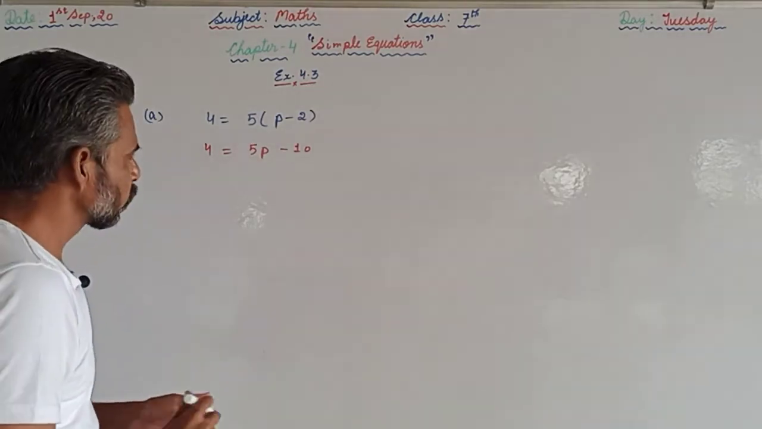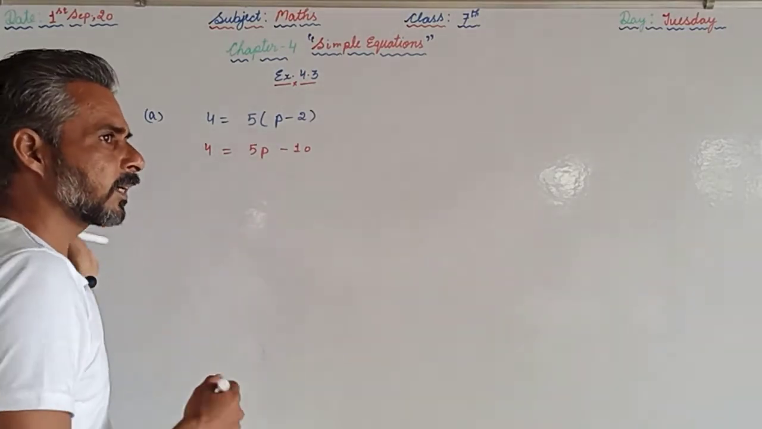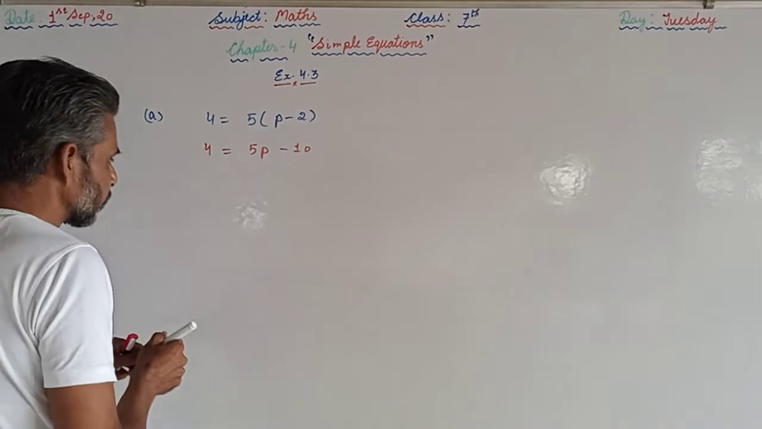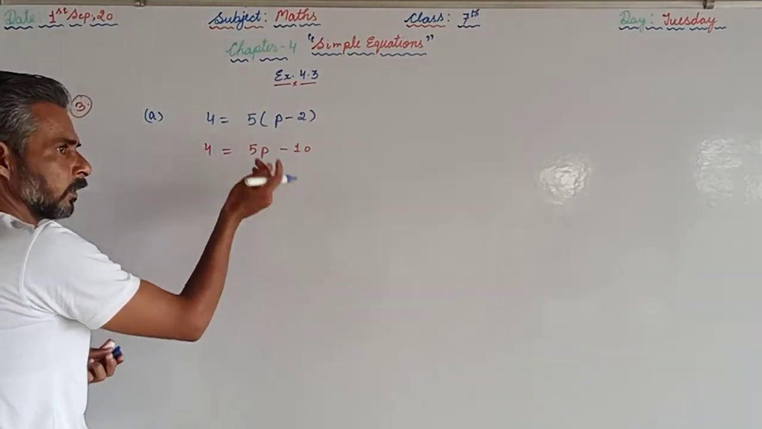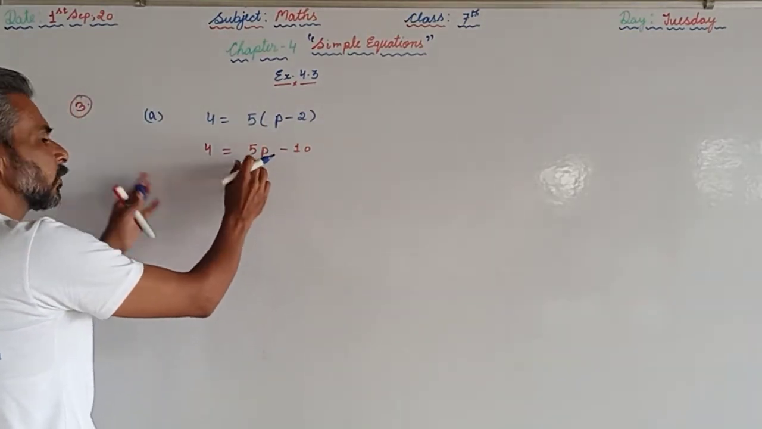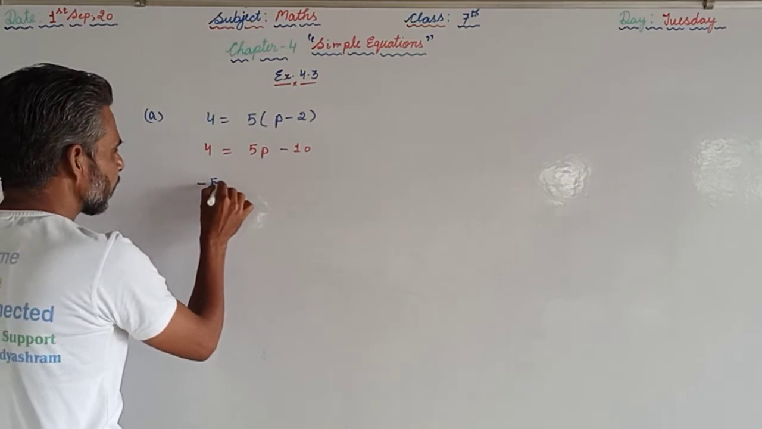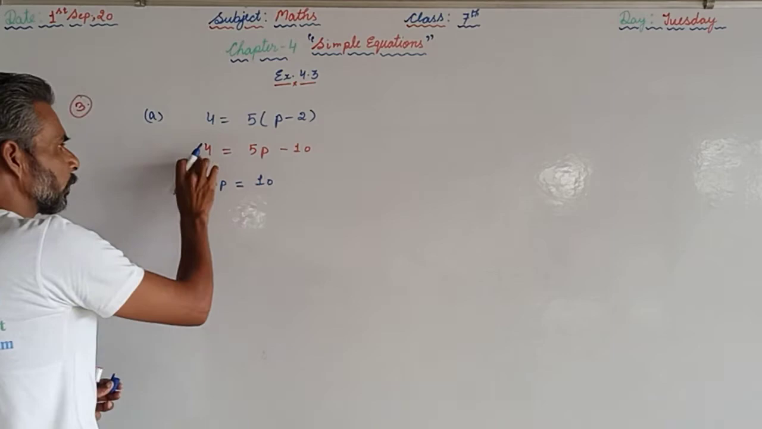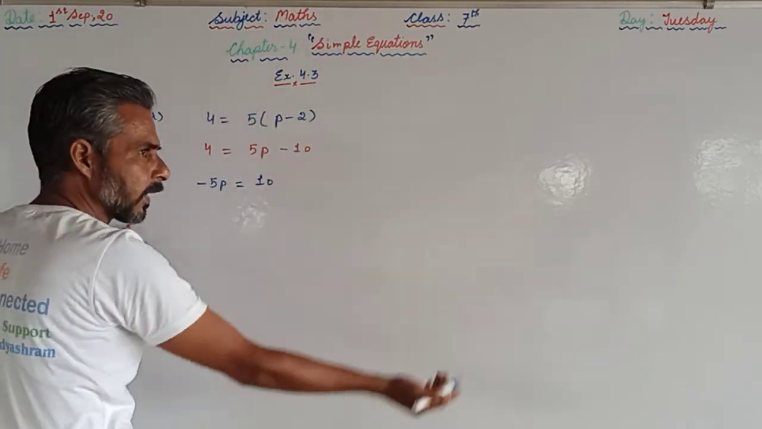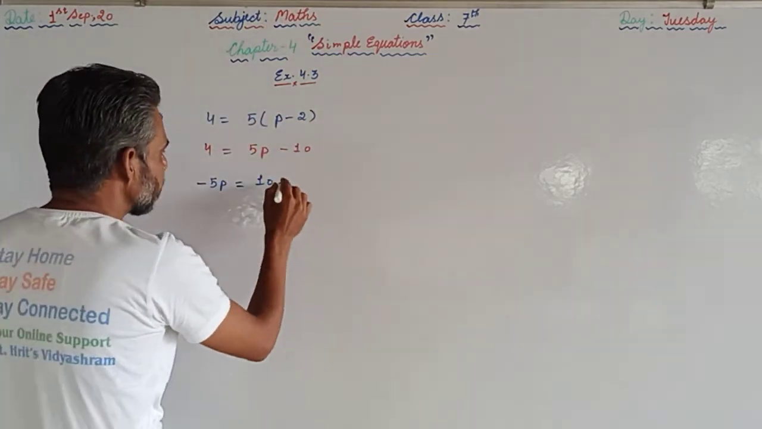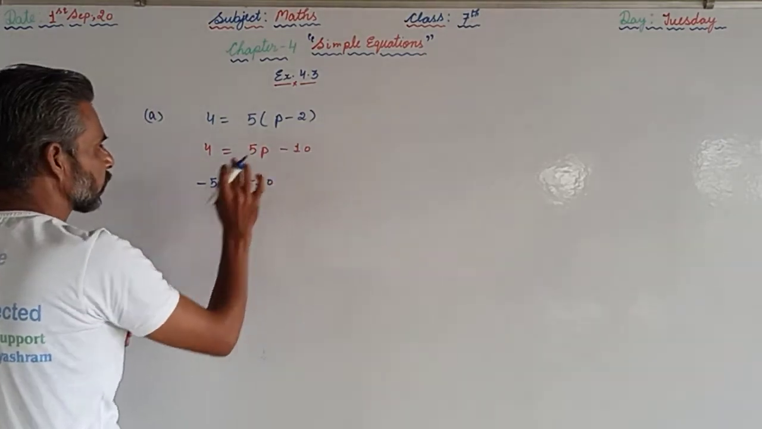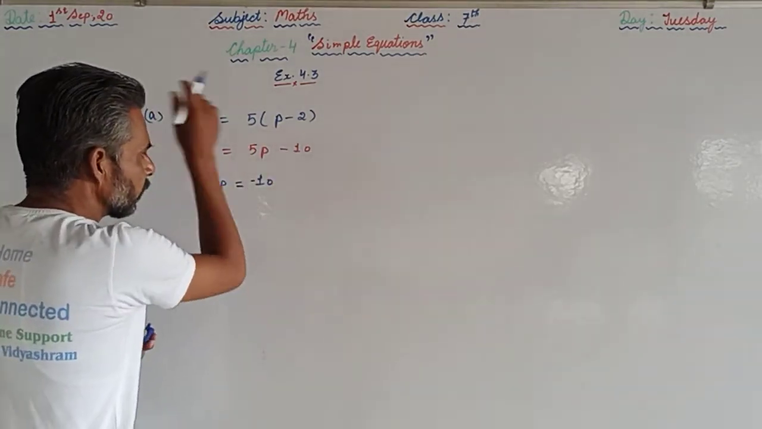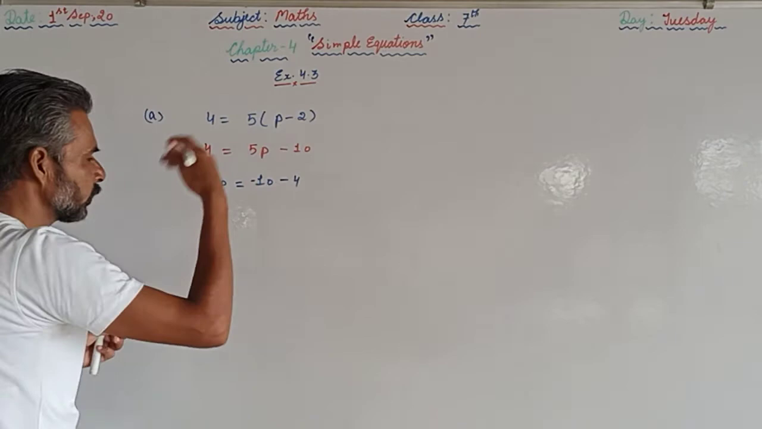Now we are supposed to collect the variable terms on one side and the constant terms on the other side. So we will transfer 5p from right hand side to left hand side, it will become minus 5p. At the same time minus 10 will be here and 4 will be transferred from left hand side to the right hand side. At the same time sign will be reversed, that is minus 10 already, and that 4 will become minus 4 when transferred to this side.